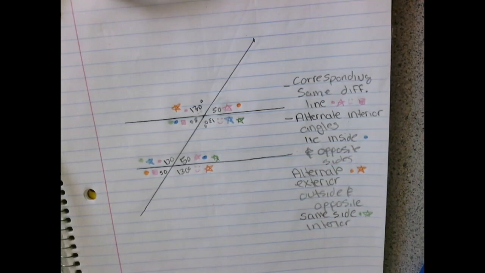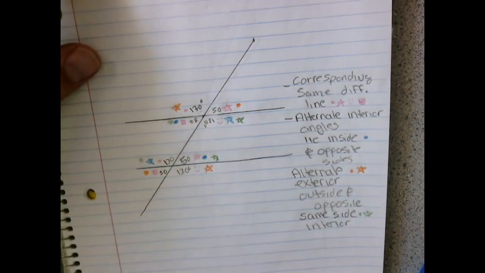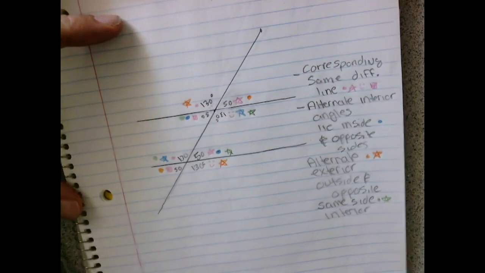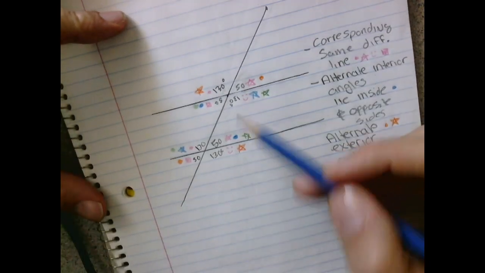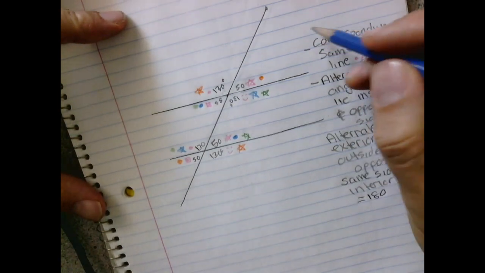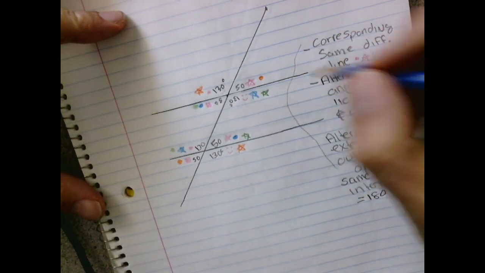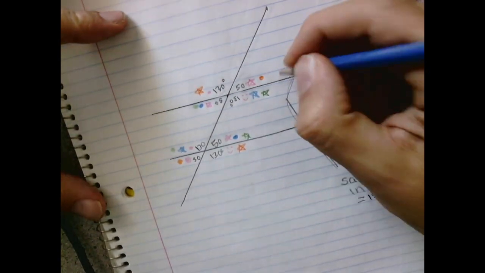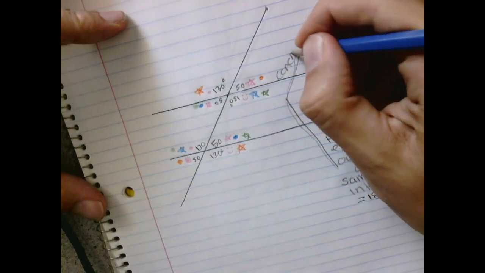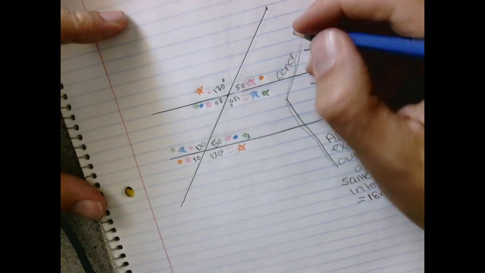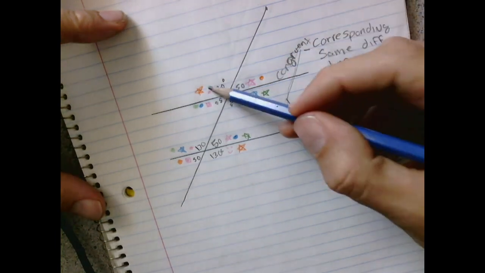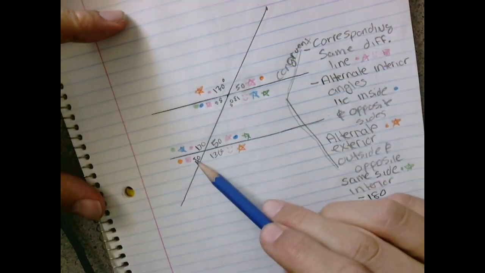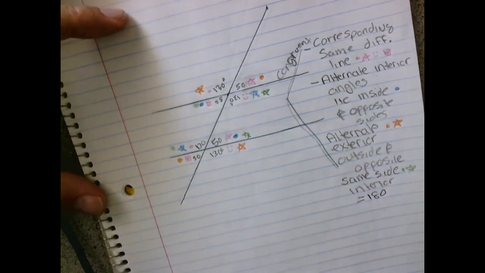Couple important notes here. Same side interior angles equal 180. Notice how it's a straight line. But all these other ones here, they're all congruent. See? They're the same. They're all the same.